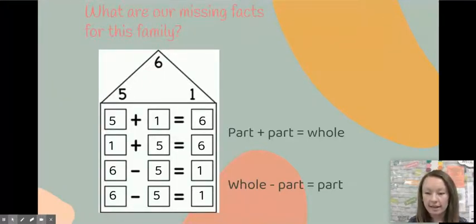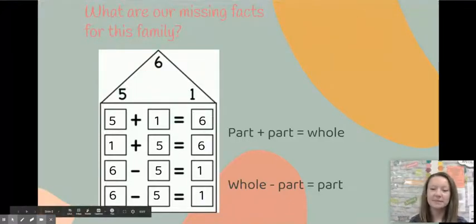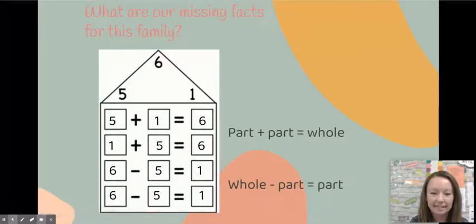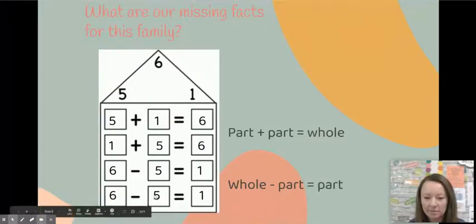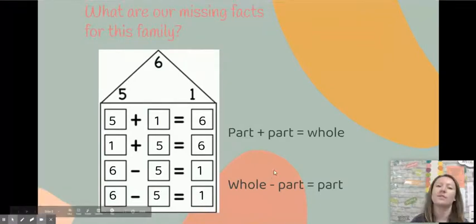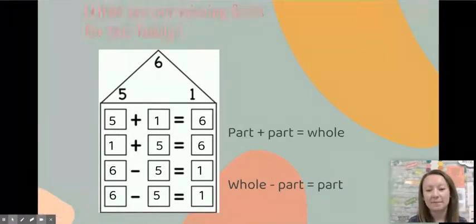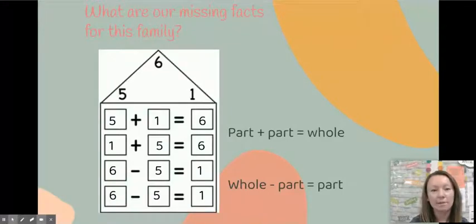And then, I messed this one up. It's supposed to be 6 minus 1 equals 5. That's my fault, guys. But again, this should be 1, and then we would be left with 5. So that's my mistake. I'm sorry. But again, for subtracting, it is a whole minus a part equals a part.